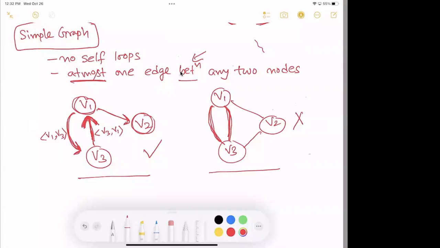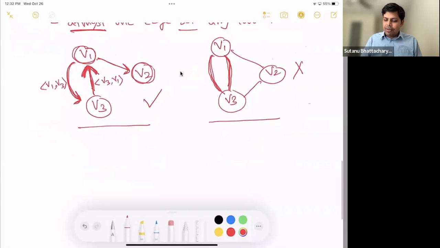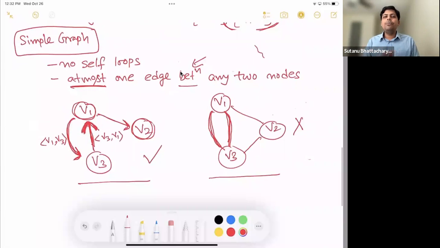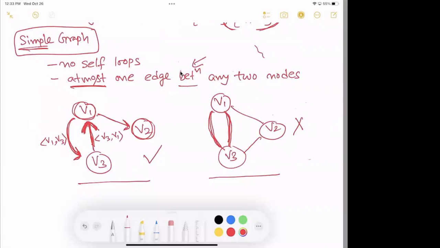Thank you. So this is about simple graph. Whatever problem we discuss from now onwards would be simple graph. So no self loops, no multiple edges. Very simple. Make it very simple. Don't make it complicated. I have a question.